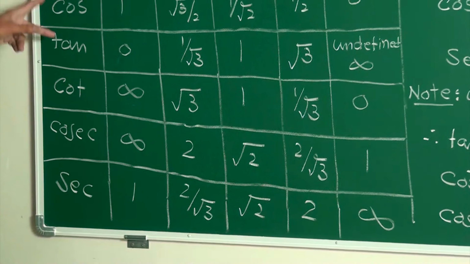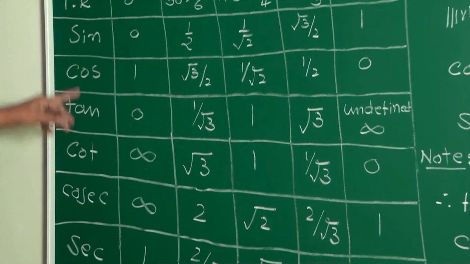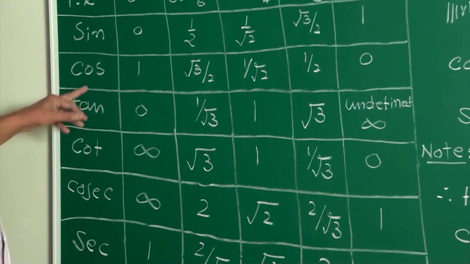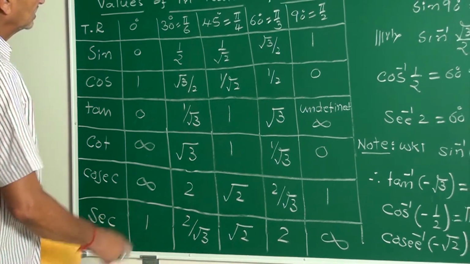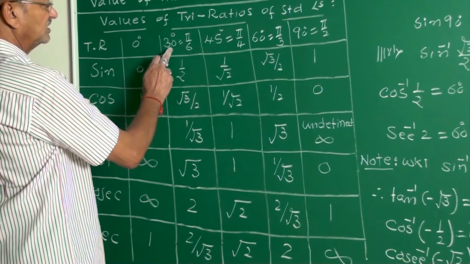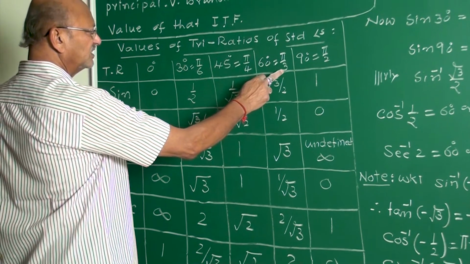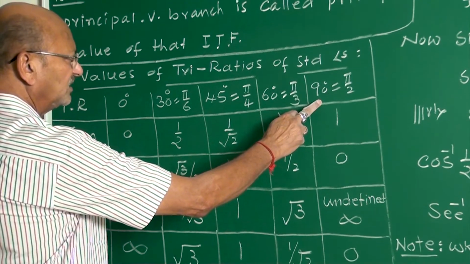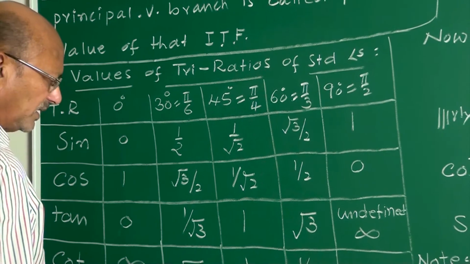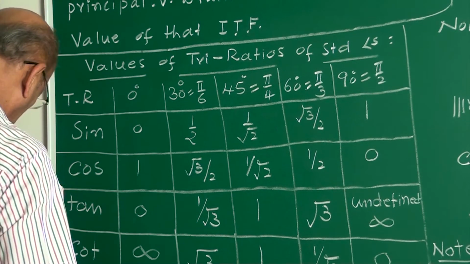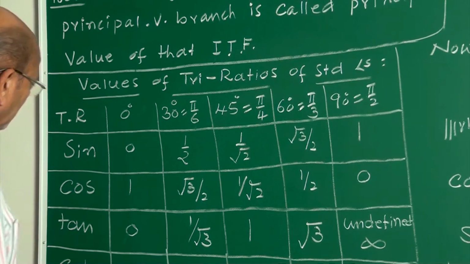You know the relations. What is tan? Sine by cos. What is cot? 1 by tan. What is cosec? 1 by sine. What is sec? 1 by cos. For 0, 30 degrees with respect to radians, 60 degrees in radians is pi by 3, and 90 degrees is pi by 2.